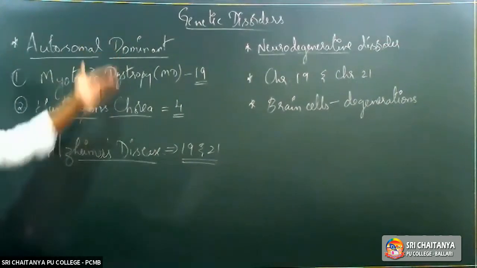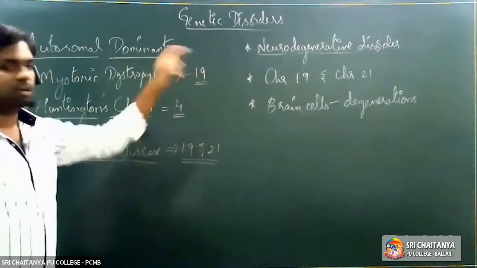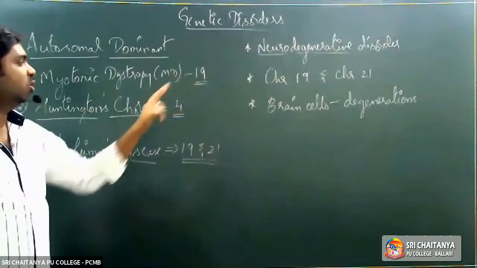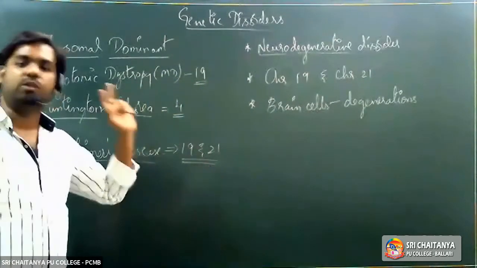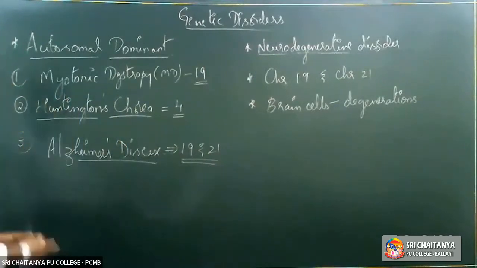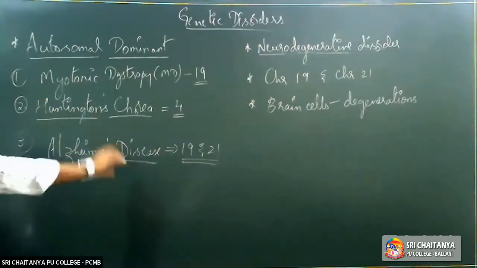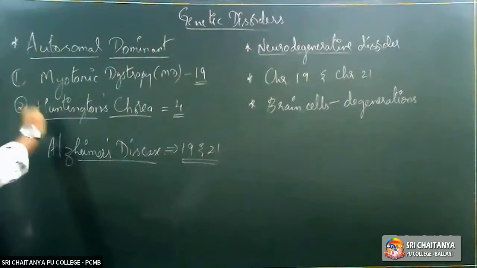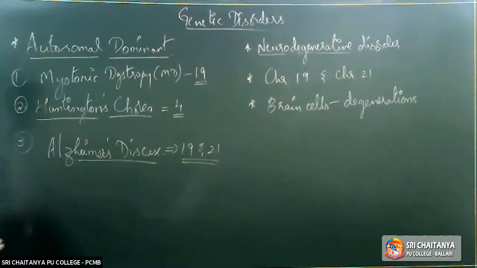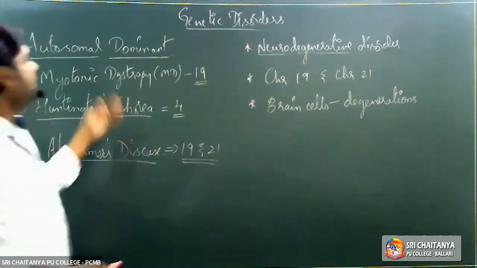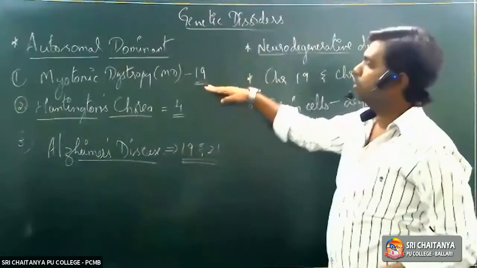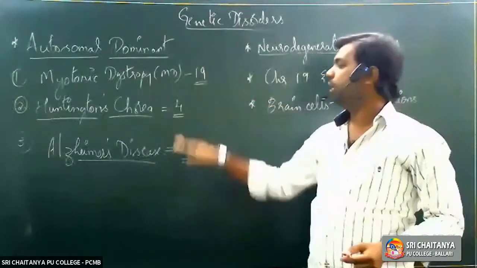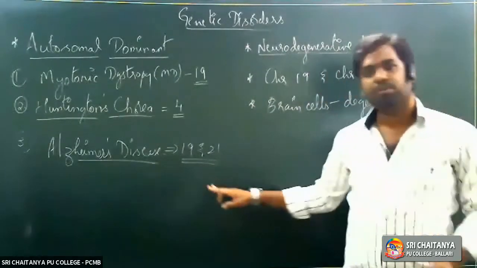If you see the chromosomes here, what we have seen are all autosomes. Chromosome 19 is an autosome, 4 is also an autosome, and chromosome 21 is also an autosome. And all of these are caused because of dominant mutations. So these are the three autosomal dominant disorders we have: myotonic dystrophy, Huntington's chorea, as well as Alzheimer's disease.